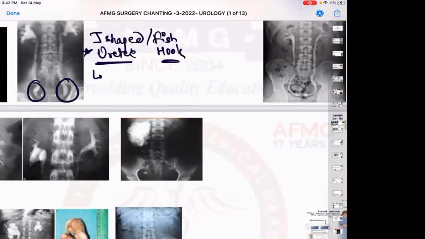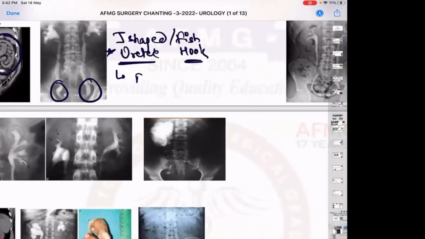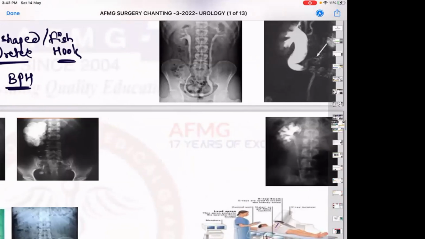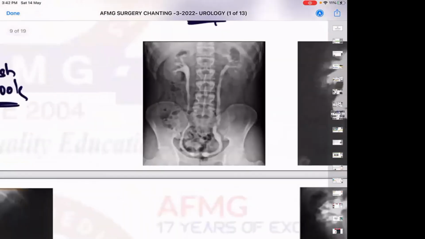It is usually seen in cases of benign prostatic hyperplasia. Okay, no issues with this. Please remember, J-shaped ureter or fish hook ureter is usually a case of BPH, benign prostatic hyperplasia. No issues with this. Now, this was also your August question.